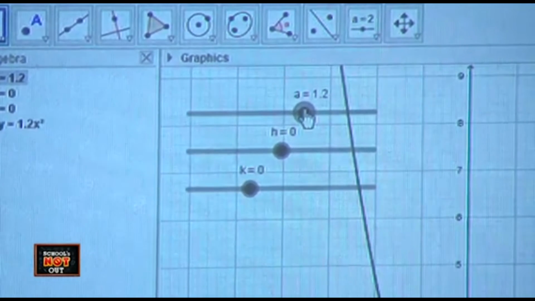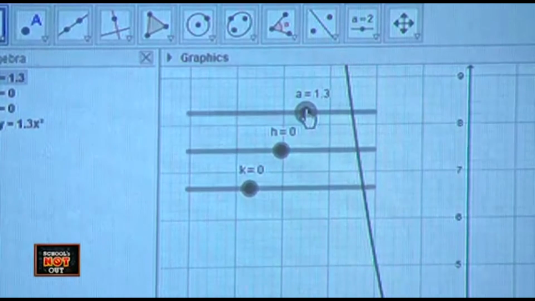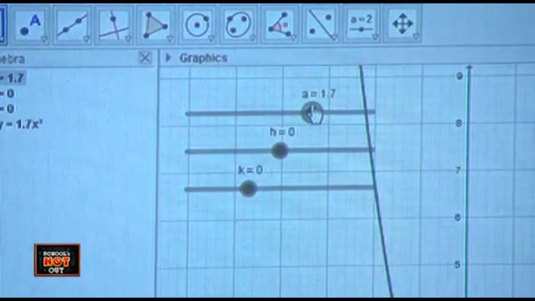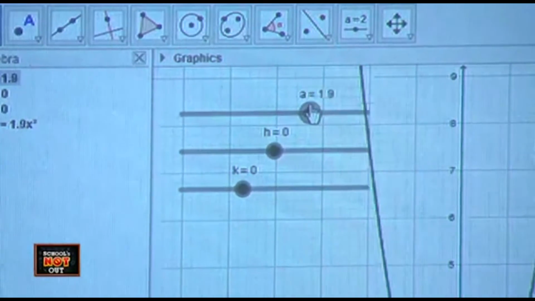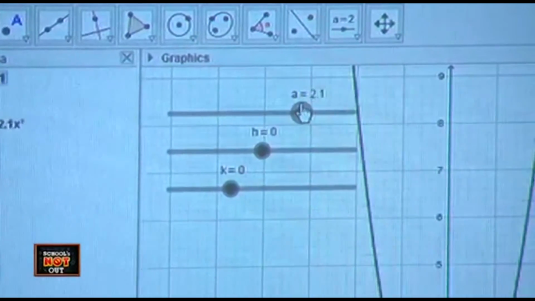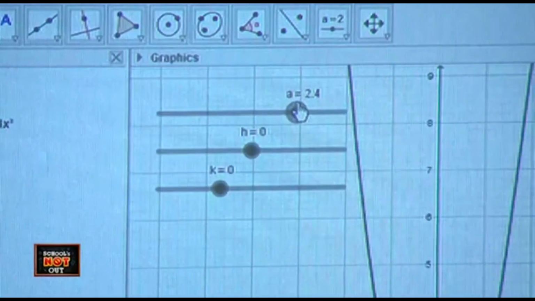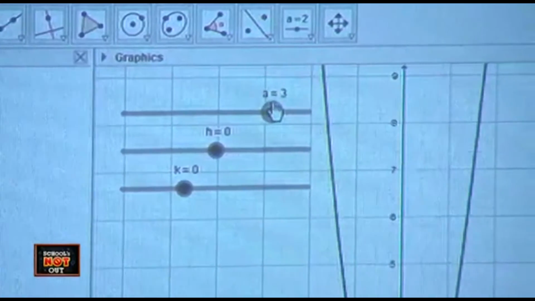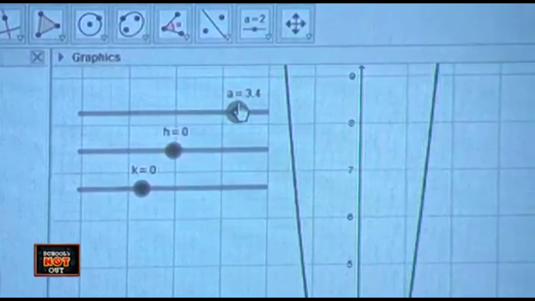Beautiful. Now, as I'm shifting A, and it's moving now to some larger numbers, we're seeing the graph seeming to close in. Are you seeing that, Brittany? Yes, it seems to be getting skinnier, so it's happy and skinny. Ah, happy and skinny, I like that.